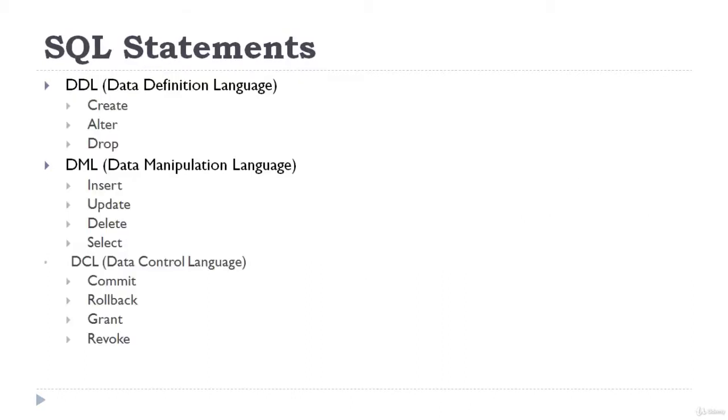SQL statements are broadly classified into three types. And these are data definition language, data manipulation language and data control language. In data definition language, we have three statements, that is create, alter and drop. Create is used to create the schema or tables. Alter is used to change the structure of tables, and drop is used to drop the structure of a table.